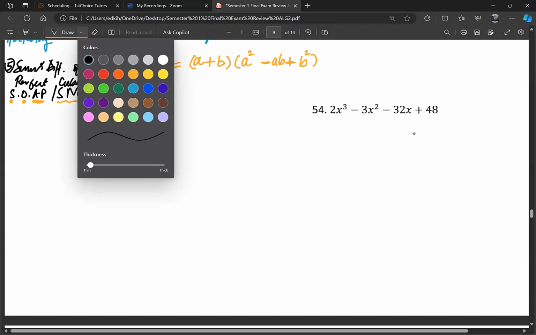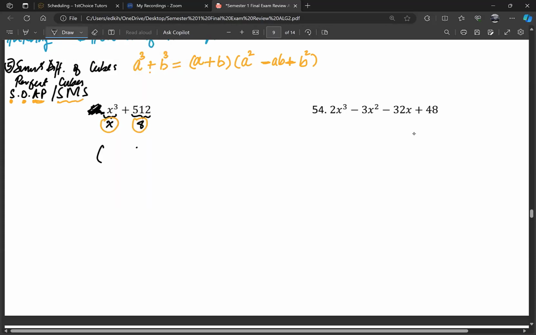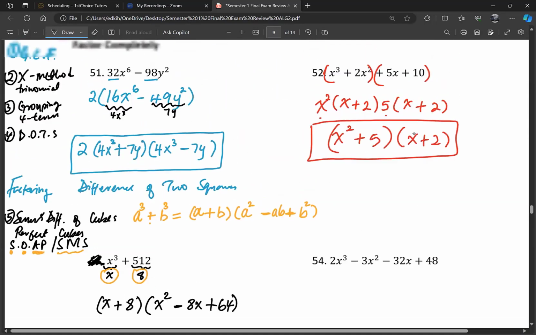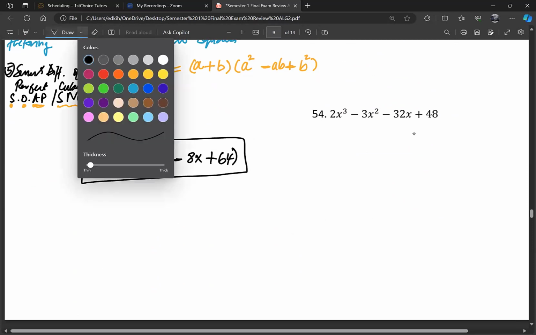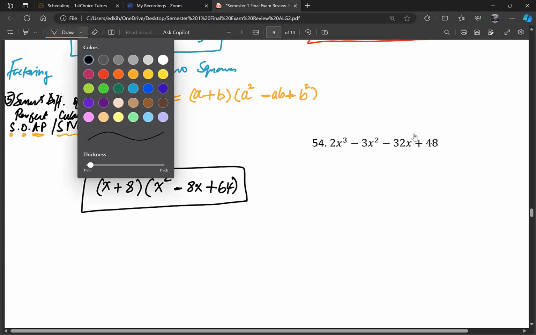So let's actually finish this question. We know that we have a binomial and we have a trinomial. It's a positive, so same sign, opposite sign, always positive. So this will be x and 8 squared, multiplied, squared, because 8 times 8 is 64. And that is the end of this question. You cannot go further. We're just being asked to factor, so we'll stop there.